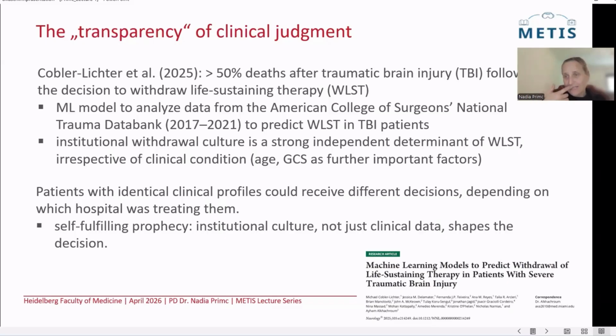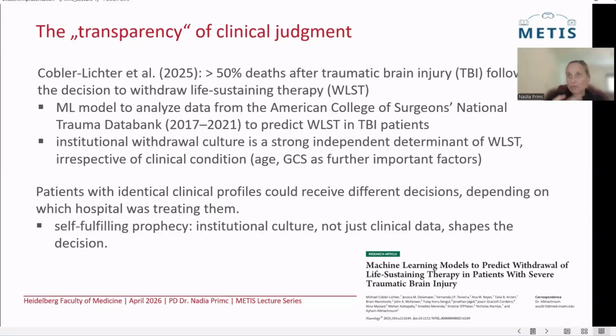But when they examined more closely which variables were driving the predictions, they found something striking. One of the strongest and independent predictors of whether a patient had treatment withdrawn, so it was historical data they used, was the hospital's own historical withdrawal rate. So how often that particular institution, that particular clinic had made the same decision in similar cases in the past. So that was a very strong independent predictor.